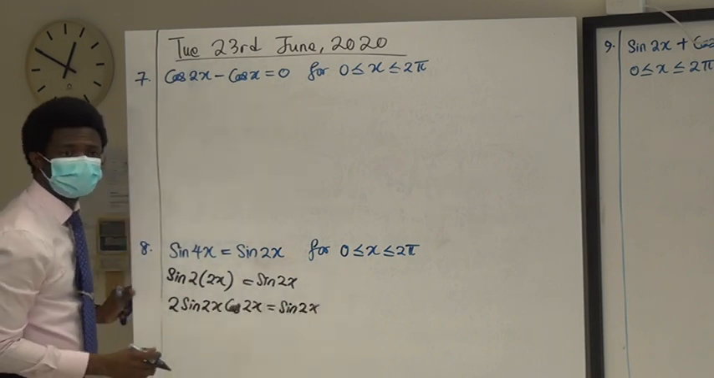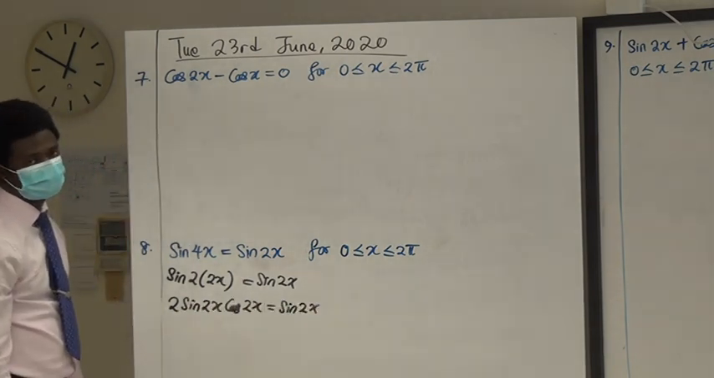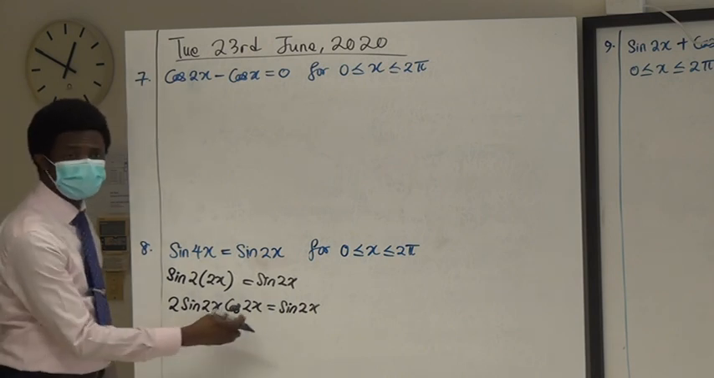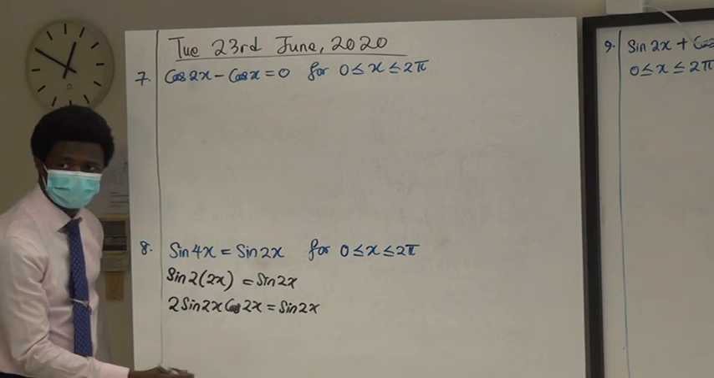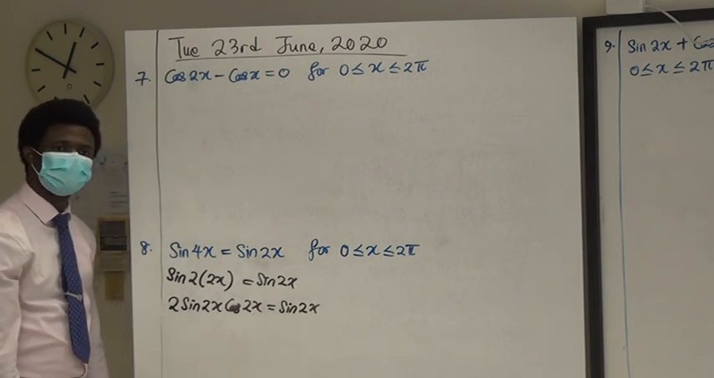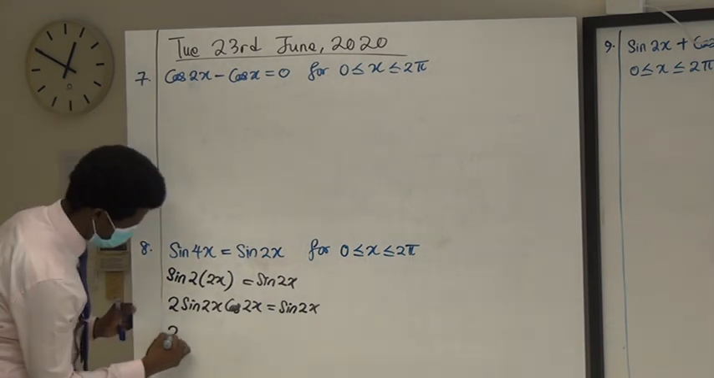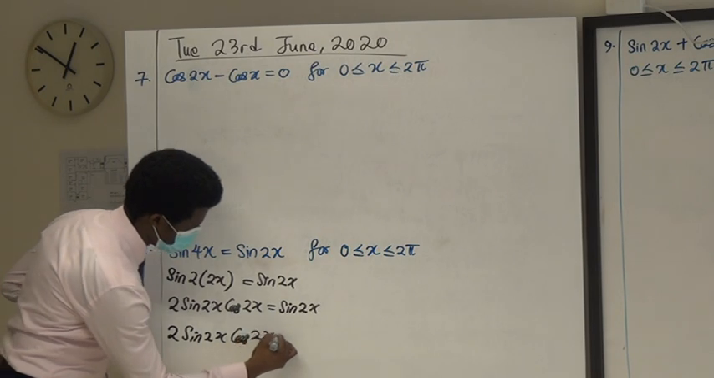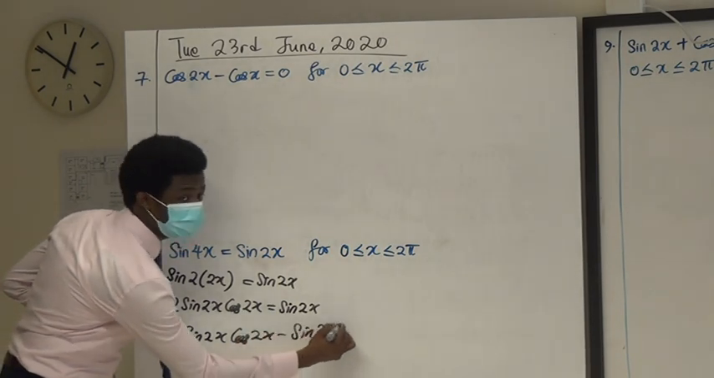You might be wondering, do I now expand this and this and this? No. This is a variable. So this is going to be 2 sine 2x plus 2x minus sine 2x. Can you see? Equals 0.